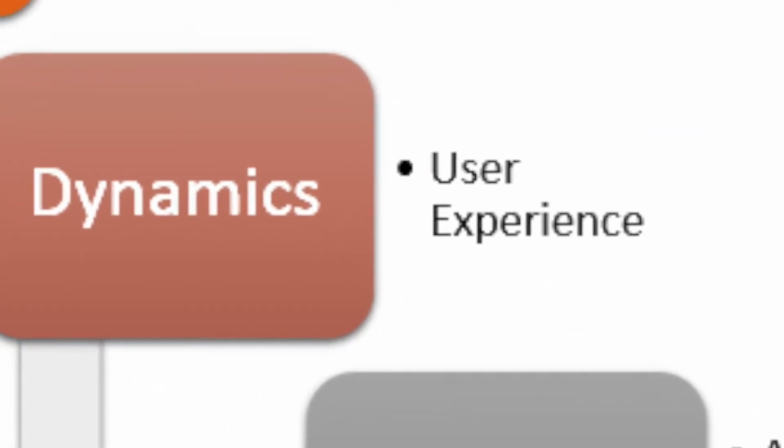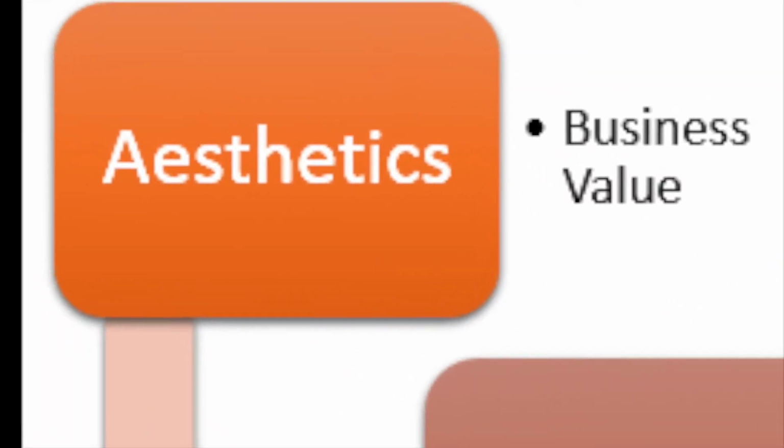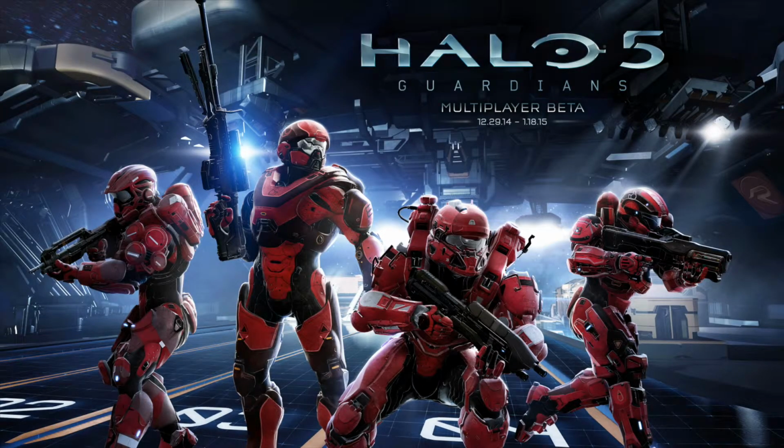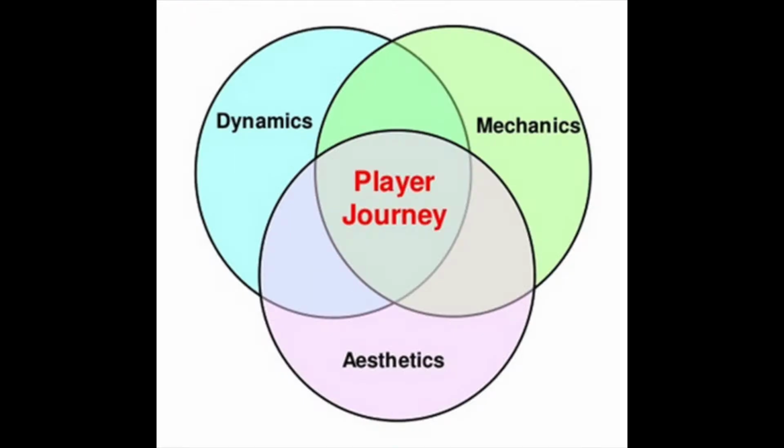Robin Hunicke, Marc LeBlanc, and Robert Zubek divided games into 3 different categories: mechanics, dynamics, and aesthetics. The MDA model, as an acronym, provides useful tools for thought that we can use to analyze games in a different light. In a game like Halo, for example, you really need to master all 3 of these parts equally in order to really attract a player and to keep them around.